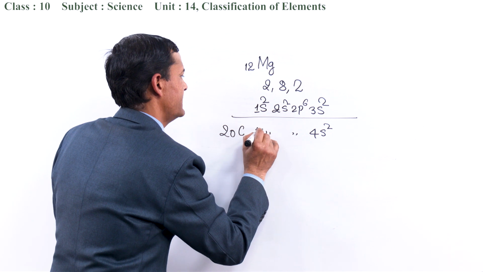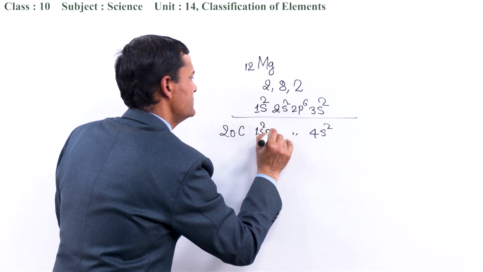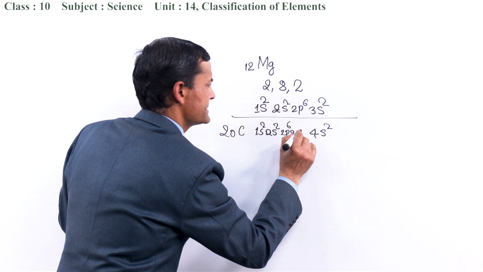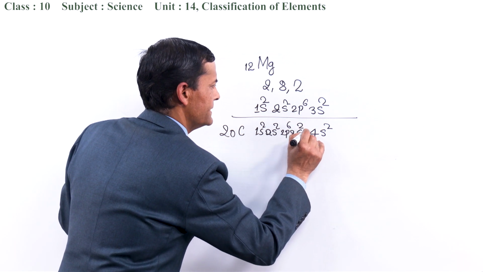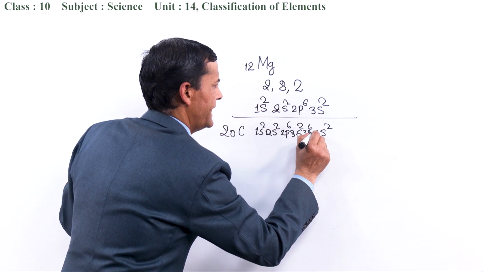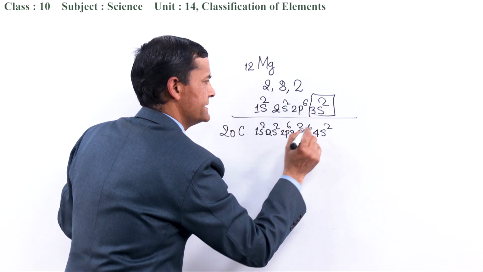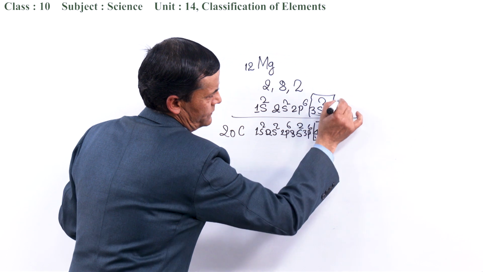4s2, that means 1s2, 2s2, 2p6, 3s2, 3p6 and 4s2. This means it represents ns2.